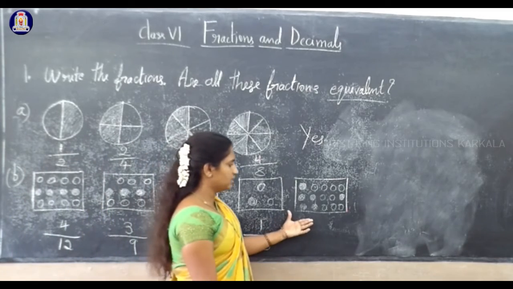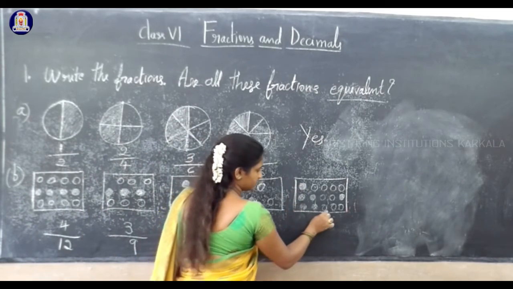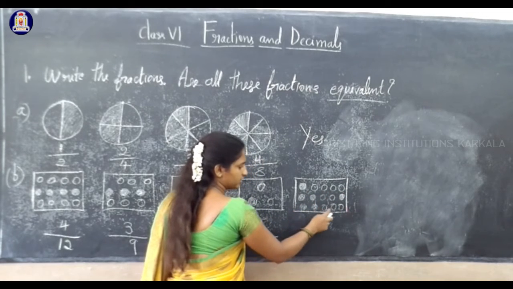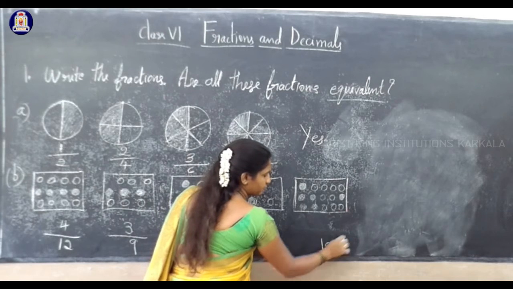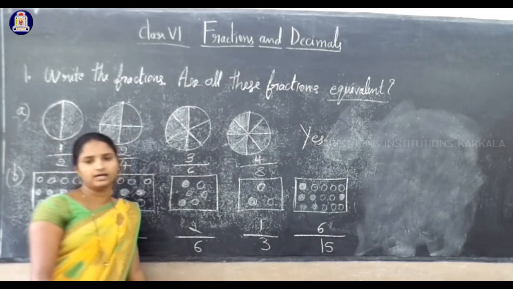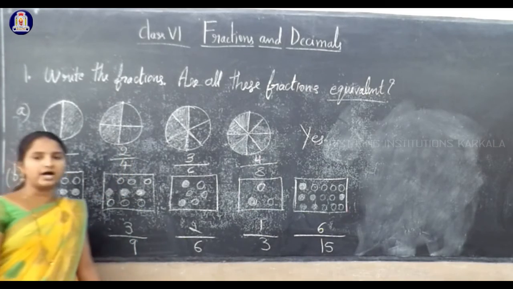The last figure in that has 1, 2, 3, 4, 5, 6, 7, 8, 9, 10, 11, 12, 13, 14, 15. So out of 15, 1, 2, 3, 4, 5, 6. Only 6 parts are shaded. The fraction is 6 by 15.